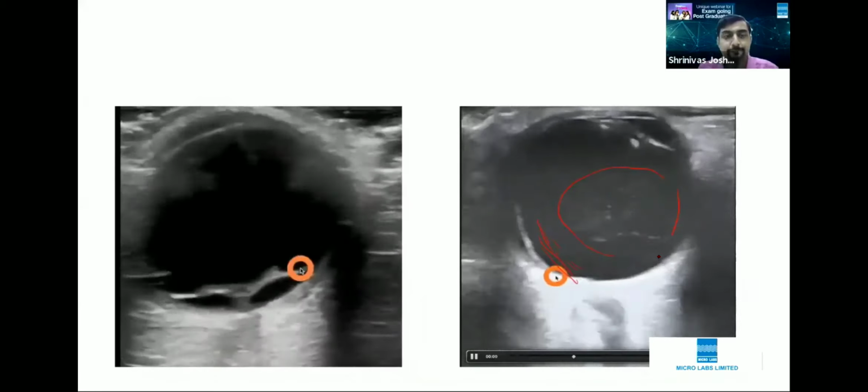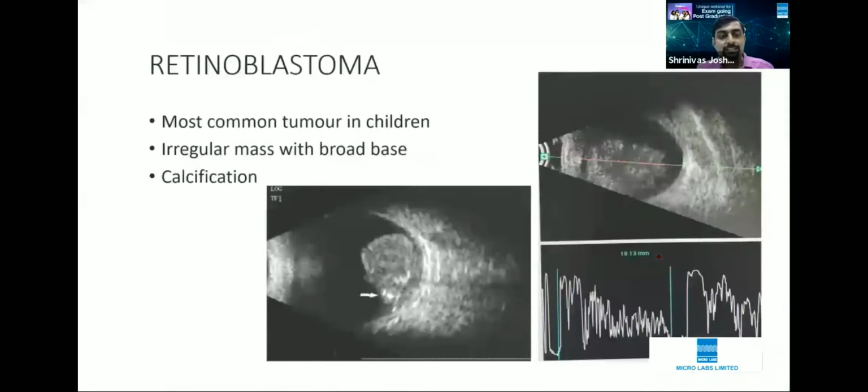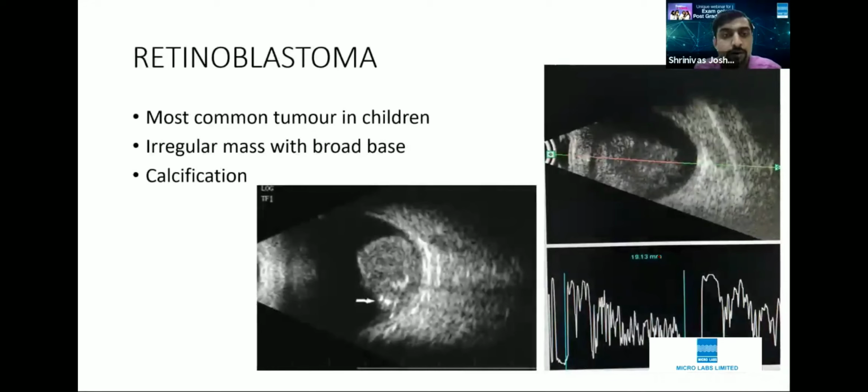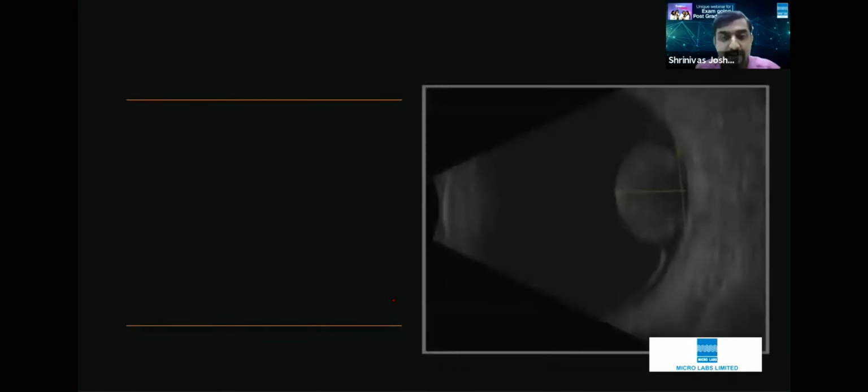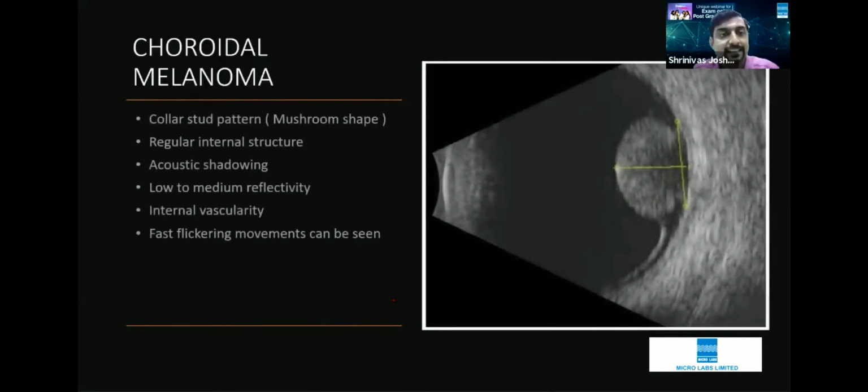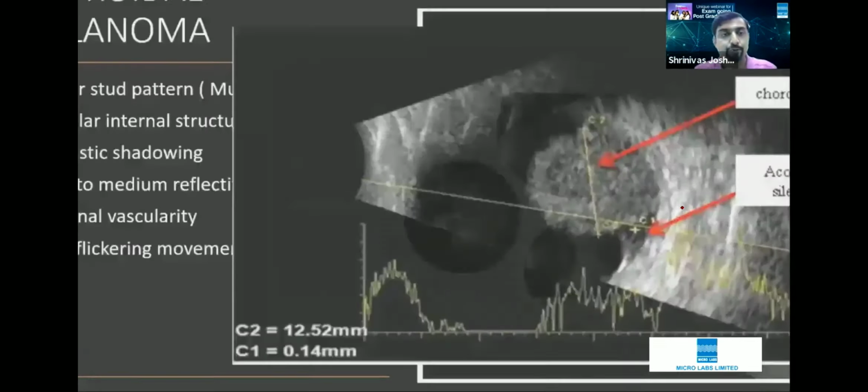So coming to the next, retinoblastoma is the most common tumor in children. It is an irregular mass with a broad base, and usually you see calcification, which is a very pathognomonic USG feature of retinoblastoma, and which also shows high spikes in the A scan. And lastly, the choroidal melanoma, which always has a collar stud appearance. These kinds of classic pictures will be given to you in the B scan. You can definitely look into it in more detail.